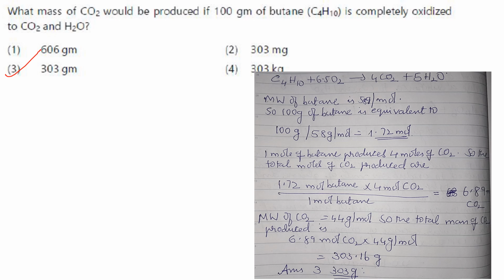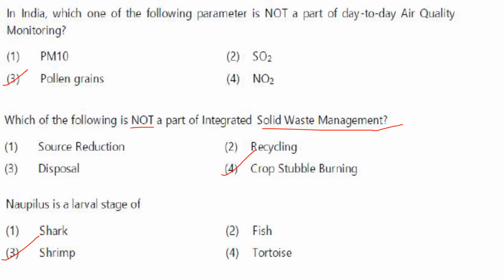mole of carbon dioxide. Molecular weight of carbon dioxide is 44 grams per mole. So the total mass of carbon dioxide produced is multiplied with 44 gram per mole. That will give you 303.16 gram or 303 grams. So the answer here is option 3. The next one. In India, which one of the following parameter is not a part of day-to-day air quality monitoring? That is pollen grains. Answer is option 3.